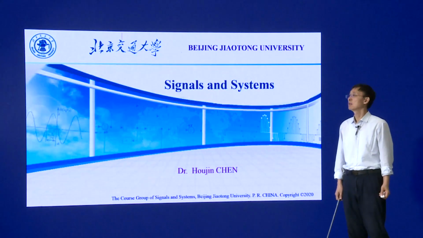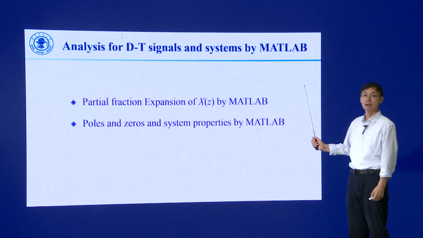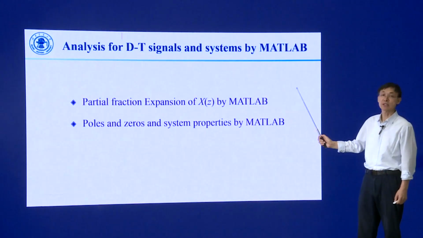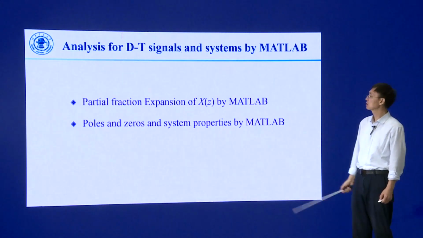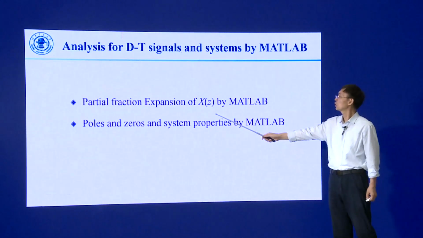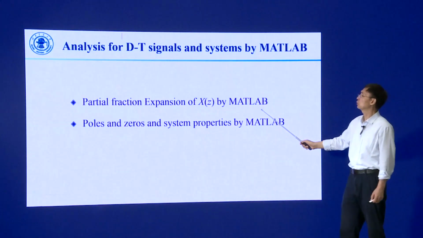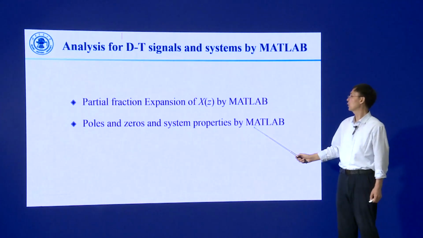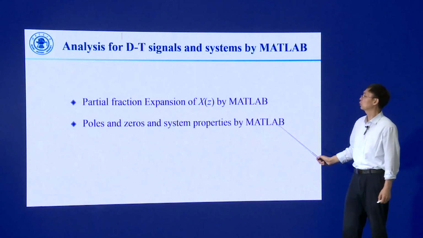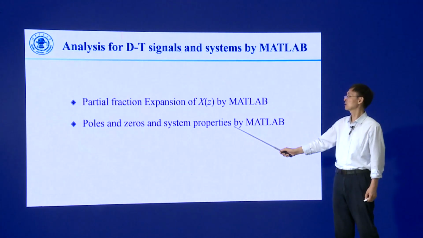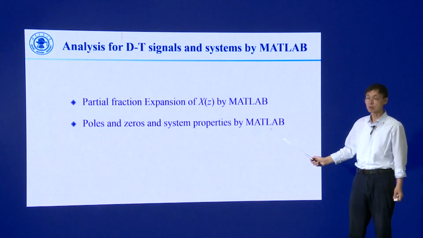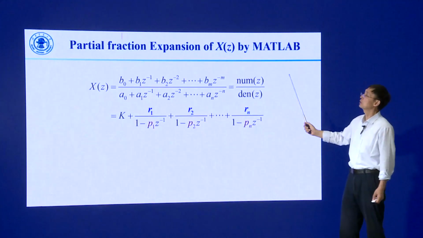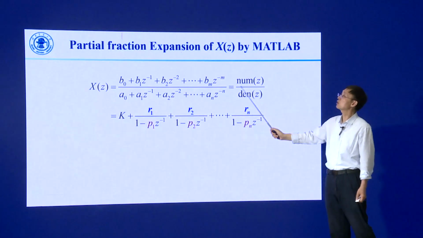Hello everyone. In this lecture, we will use MATLAB to analyze the discrete time signals and systems. First, we use MATLAB to do partial fraction expansion. And then we will use MATLAB to get the poles and the zeros and system properties. We can use MATLAB to do the partial fraction expansion.